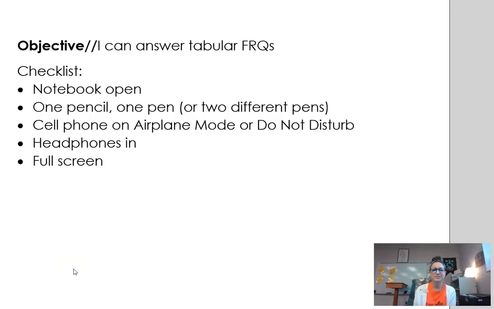Our objective today is going to be to answer tabular FRQs. Those are FRQs that start out with a table and then ask us different things about that function, typically in some kind of real-life context. So I've got the checklist on the screen for you. You know what to do from here.